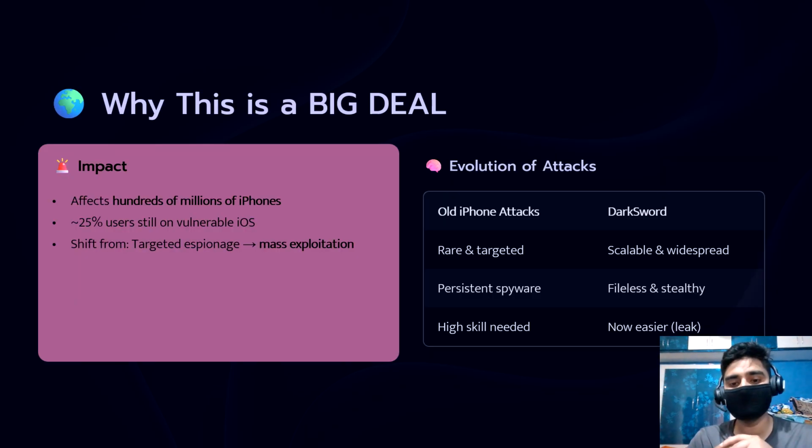Why is this a big deal? Because it impacts hundreds of millions of iPhone users. 25% of users still have vulnerable iOS, shifting from targeted espionage to mass exploitation. The evolution of the attack: old iPhone attacks were rare and targeted, while DarkSword is scalable and widespread, with fileless and stealer malware instead of persistent malware, and it is easier to use instead of needing high skill.